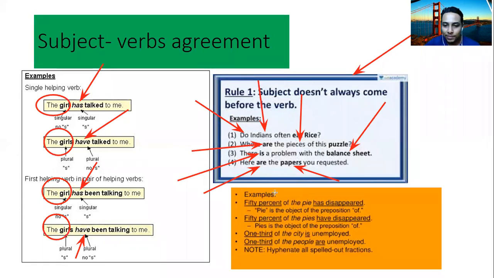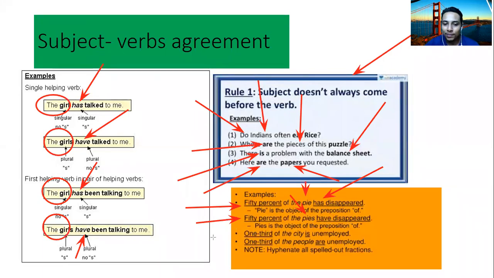The next situation, let's go. Here, 50% of the pie has disappeared. Teacher, I'm sorry, but why do you have to use has? Because you're talking about the 50%. It's a group. It's not pies. It's a group in singular. Another one. 50% of the pies have disappeared. What is the focus now? Here it was singular, but here the focus is plural.